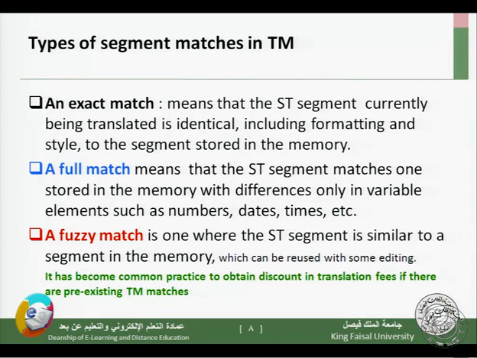Okay? Then you press a button and the translation comes out to you. Exact match. This is the easiest. Now, a full match means the source text segment matches one stored in the memory with differences only in variable elements such as numbers, days, times.